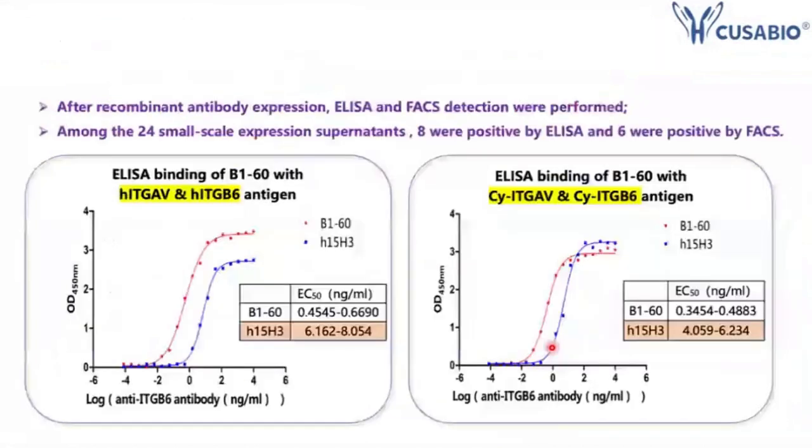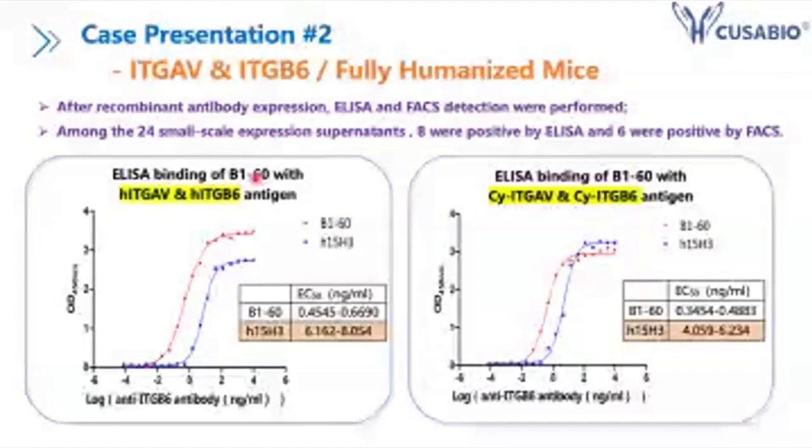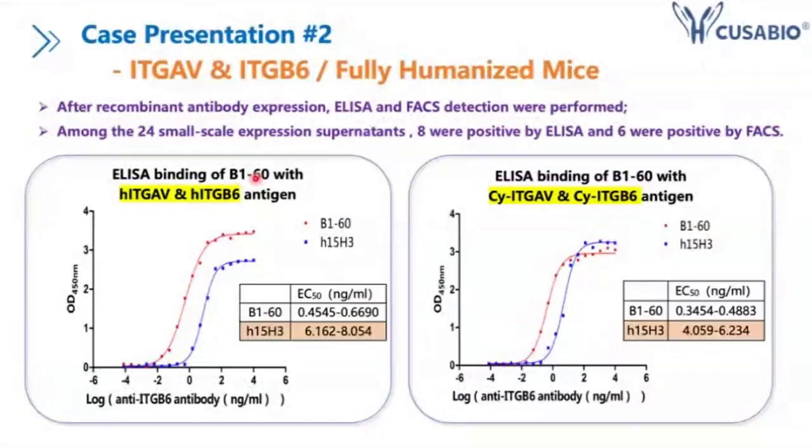And after recombinant antibody expression, we also do the ELISA and the FACS detection to confirm the functionality of the candidates. So in total, among the 24 small-scale supernatants, 8 were positive by ELISA and 6 were positive by FACS. I'm not going to show you all the data here, but I want to focus on this B160. This B160 was a good candidate, which not only reacts with the human antigen, but also reacts with the monkey mutant antigen.